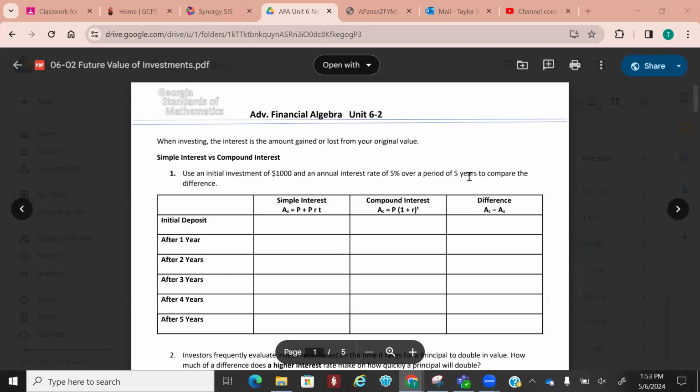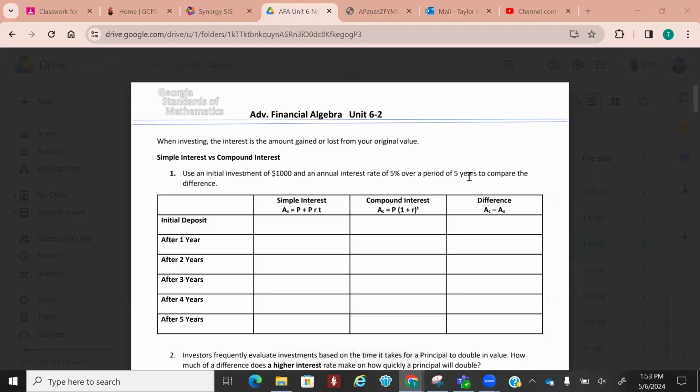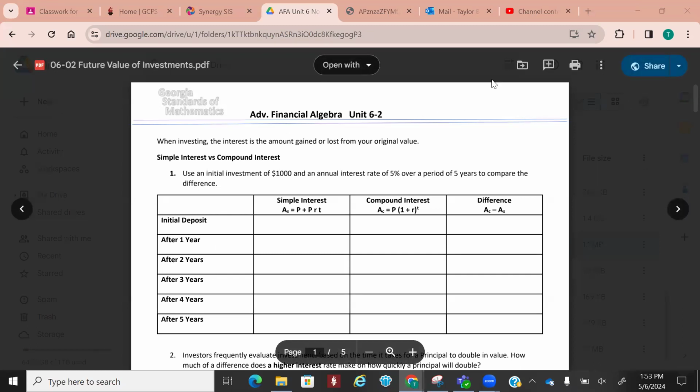All right, so section 2. When investing, the interest is the amount gained or lost from your original value. We kind of already hit on this, but this is just like a compare. You're going to use an initial investment of 1,000 with a rate of 5% over 5 years.